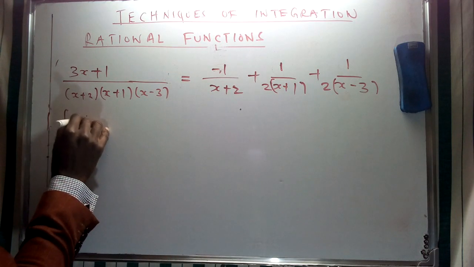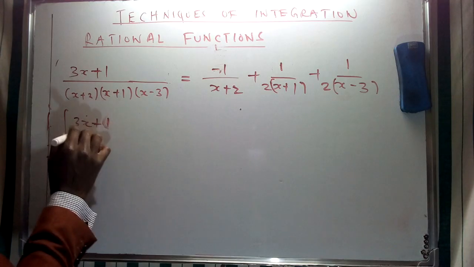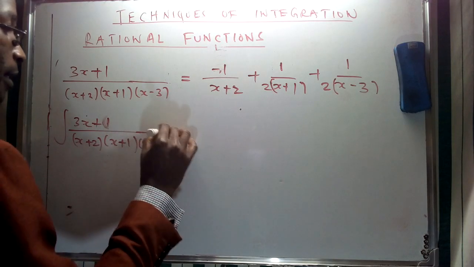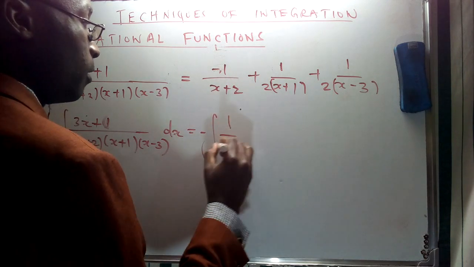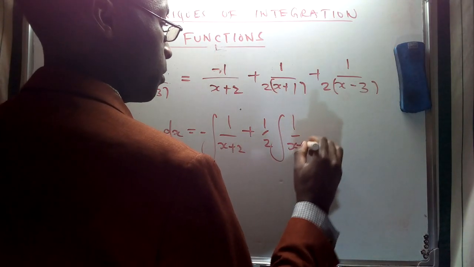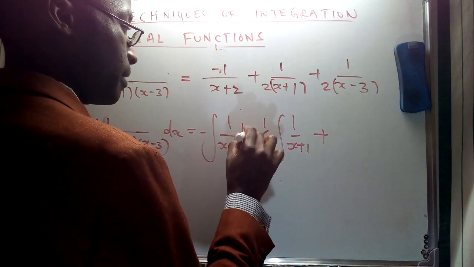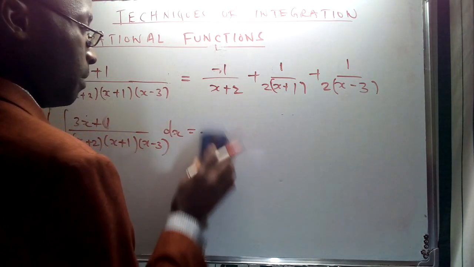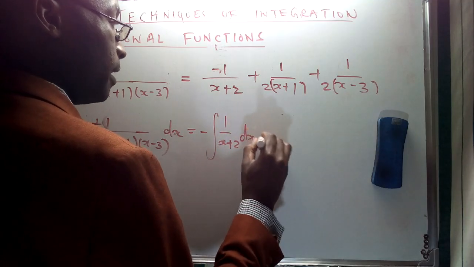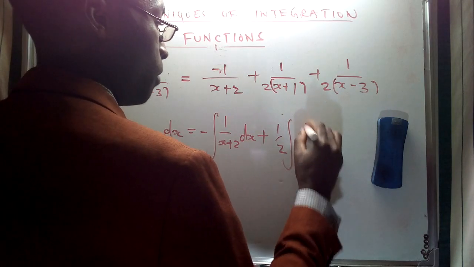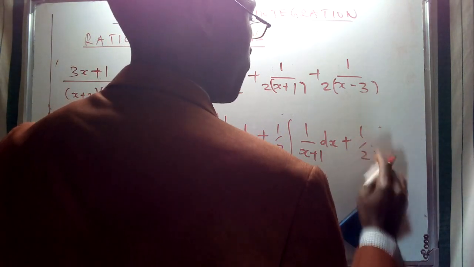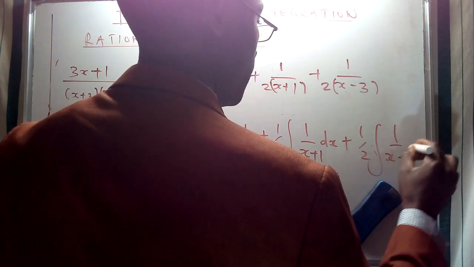So I'm going to have the integral of 3 plus 1 all over x plus 2 into x plus 1 into x minus 3 dx, giving us negative the integral of 1 over x plus 2 dx, plus a half the integral of 1 over x plus 1 dx, and then plus a half the integral of 1 over x minus 3 dx, given as such.